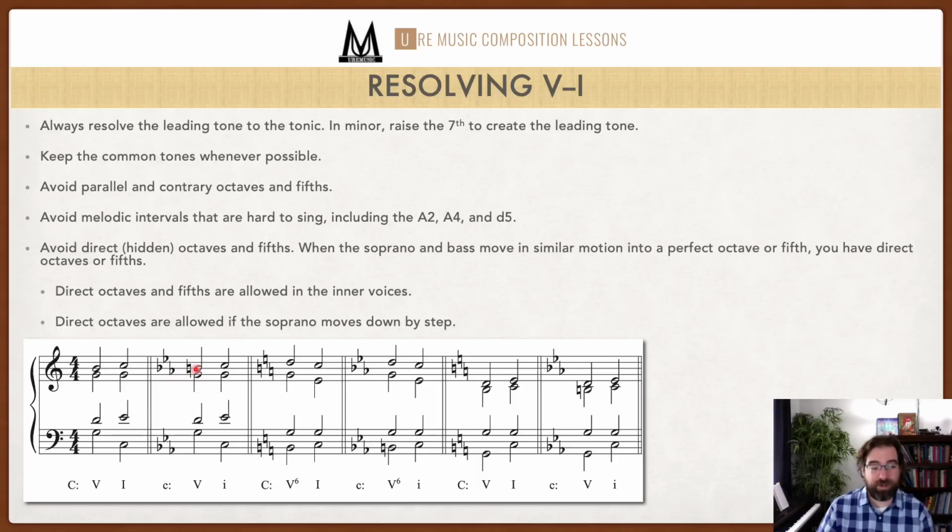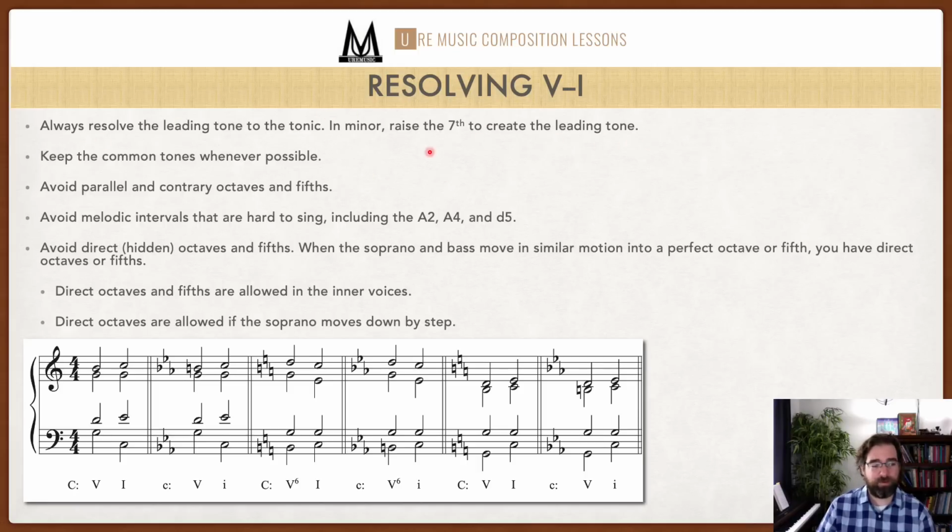So you always have to raise that leading tone. B is the 7th scale degree of C. So make sure in minor you always have that leading tone. If you don't have that leading tone, it's just not going to have that pull that we want towards the tonic. So always resolve the leading tone to the tonic. In minor, you need to raise the 7th to actually create the leading tone.